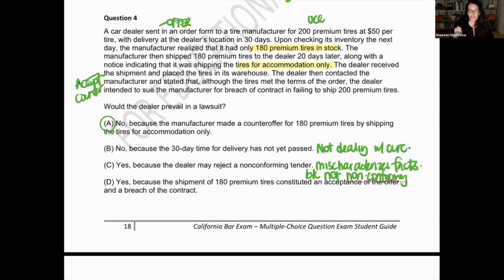And D, yes, because a shipment of the 180 premium tires constituted an acceptance of the offer and a breach of the contract. Again, this mischaracterizes the facts because this was an accommodation. So I'm just going to say same as. So the correct answer for 4 is A. A lot of people pick B, but we're not dealing with a cure situation.